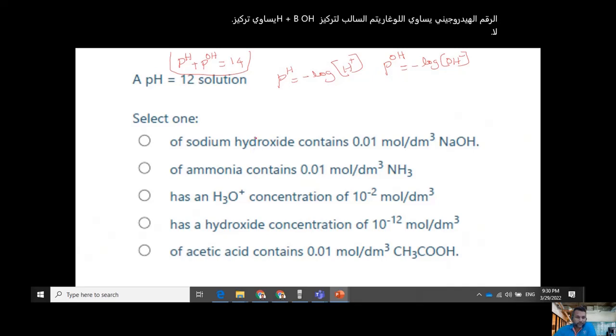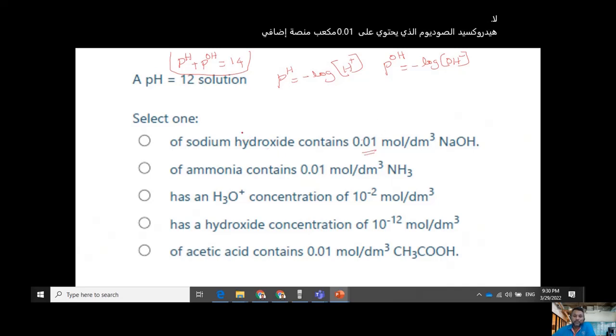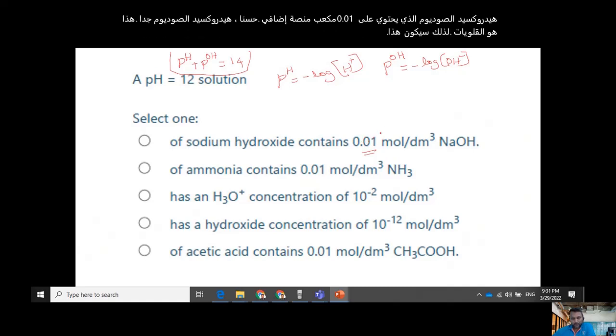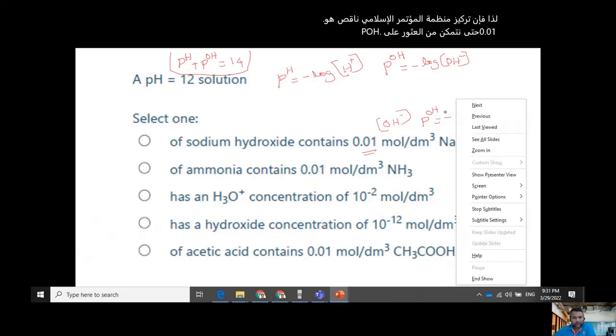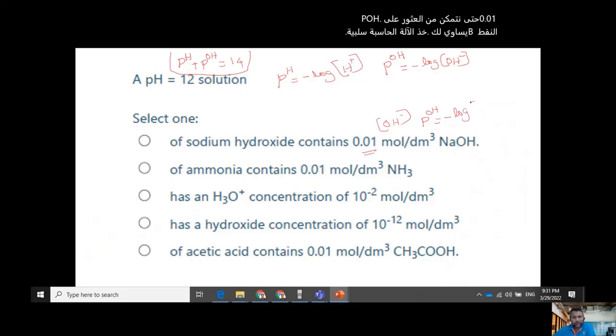let's look at the first one. Sodium hydroxide containing 0.01 mole per dm cubed. Okay, so sodium hydroxide, this is an alkali, so this will be the concentration of OH minus. So the concentration of OH minus is 0.01, so we can find pOH. pOH is equal to, you take your calculator, negative logarithm of concentration of OH minus.